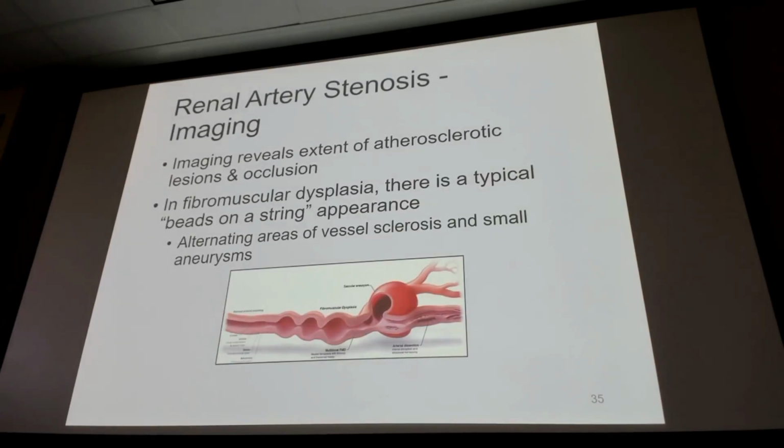All right. We talked about beads on a string, right? Remember that there may also be small aneurysms, which is another characteristic finding in fibromuscular dysplasia, right?